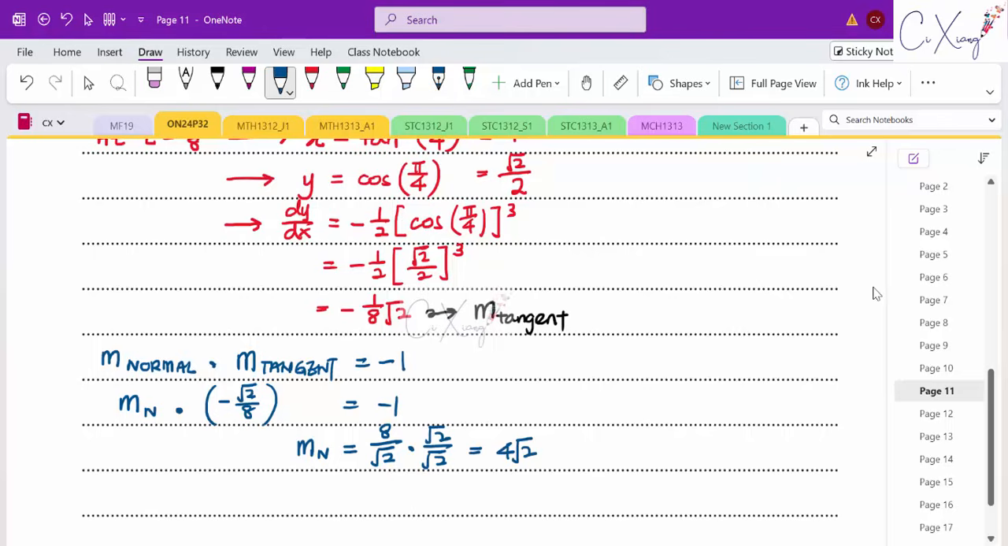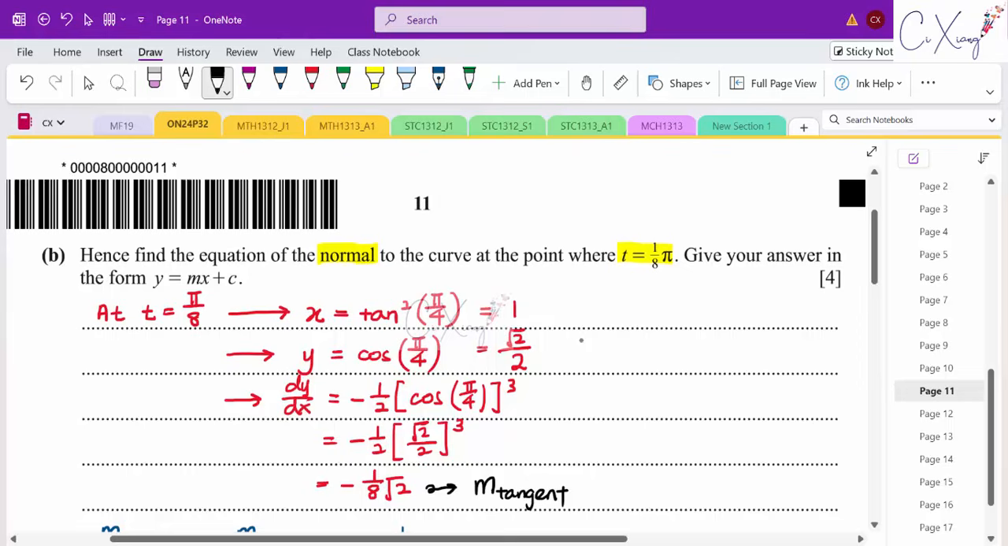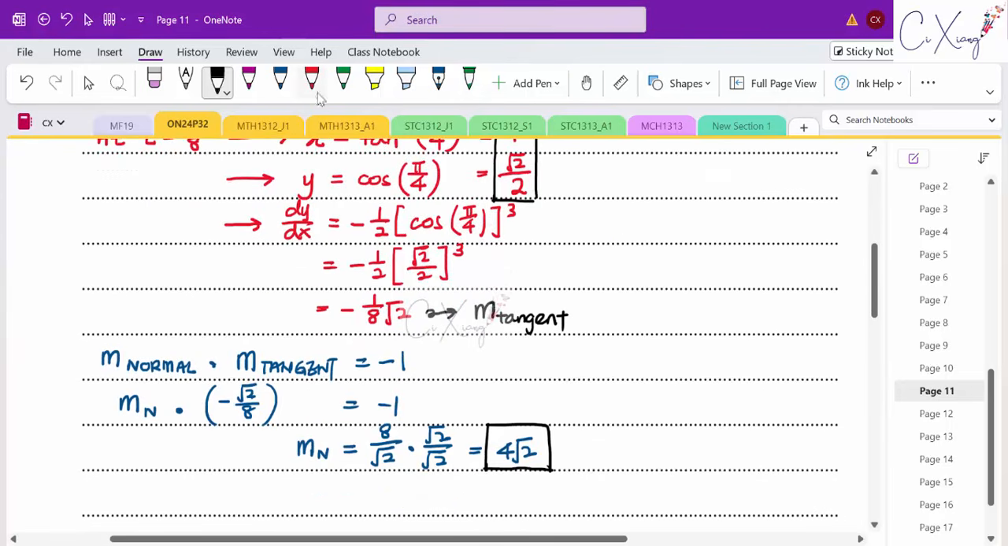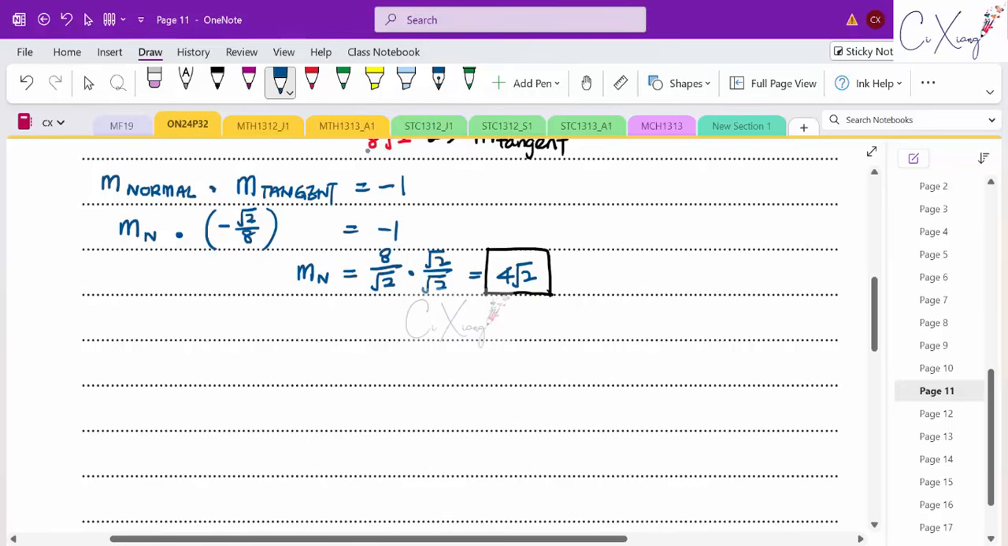Alright, so now I have all the information that I need to form the equation of the normal. I need the gradient, and this is the value of the gradient. I need the passing point, where the coordinates of x and y are the passing point of that particular normal equation. Since I have everything, I can start to form the equation. So what is the equation of the normal?